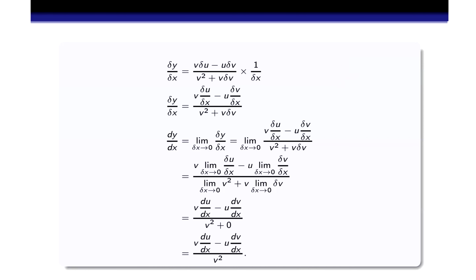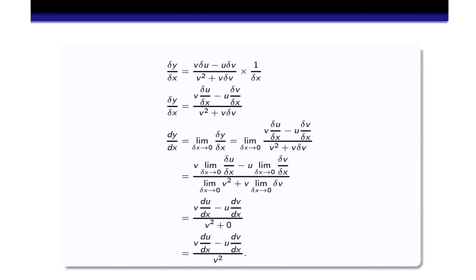We take this 1 over delta x up, so you have v delta u over delta x minus u delta v over delta x. And down here, you still have your v squared plus v delta v. All right. So the next thing we want to do is, since we already have delta y over delta x, for you to get the pure dy dx, you need to take the limit of delta y over delta x. So now that means you have dy dx to be the limit, as delta x approaches 0, of the whole expression up there.